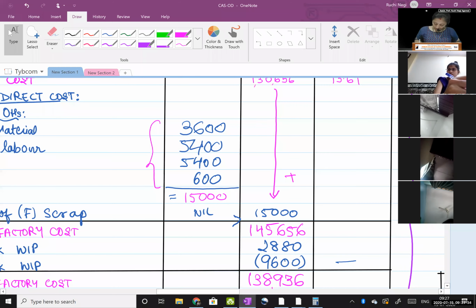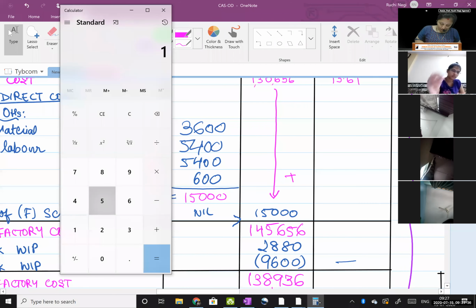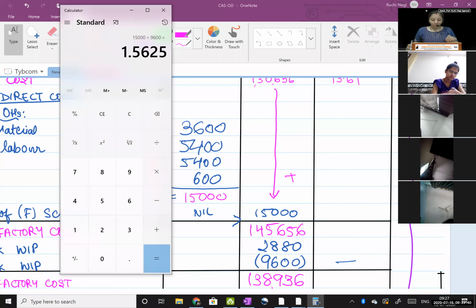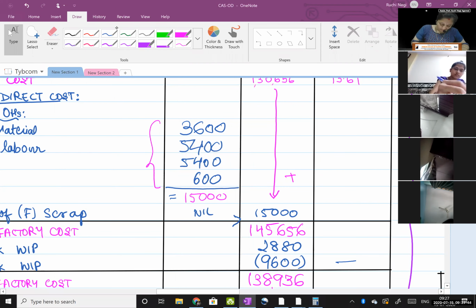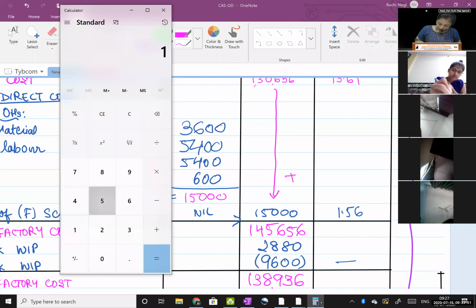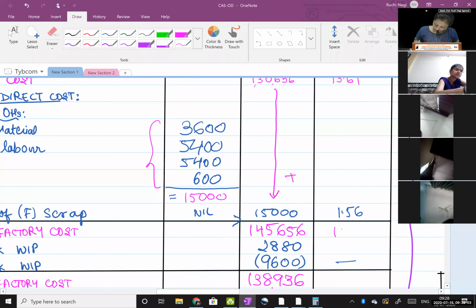Next, factory overheads, 15,000. 15,000 divided by 9,600, 1.56. Write it down, 1.56. Next, gross factory cost, 1,45,656. 1,45,656 divided by 9,600 units produced, 15.17. Write it here, 15.17.